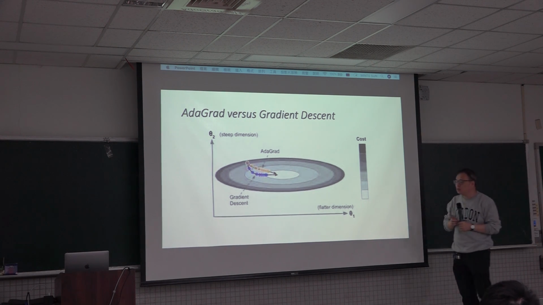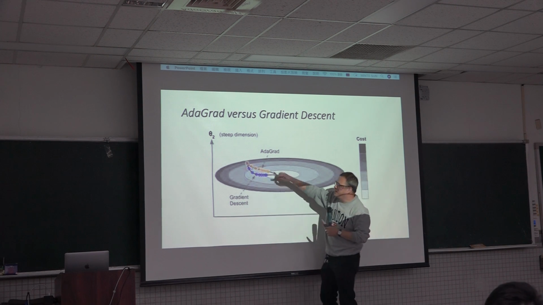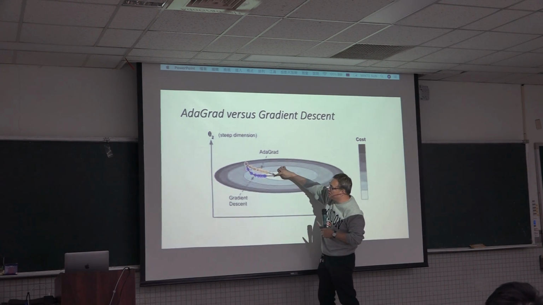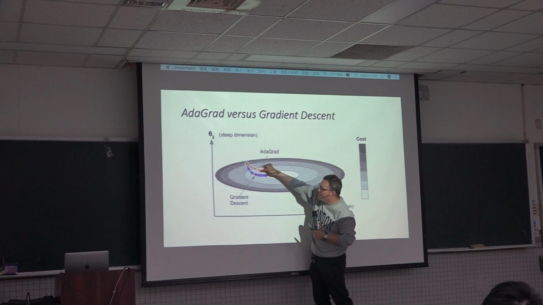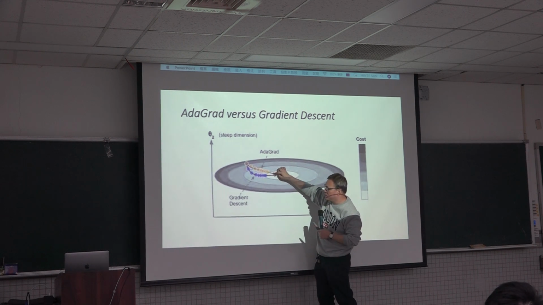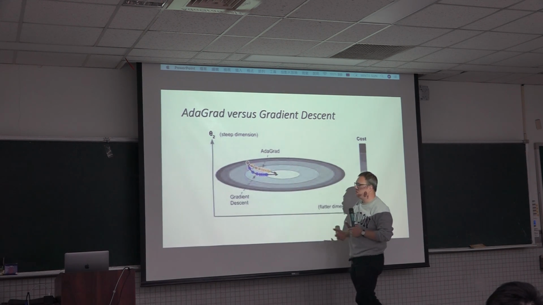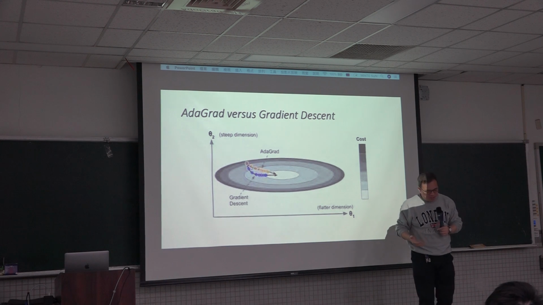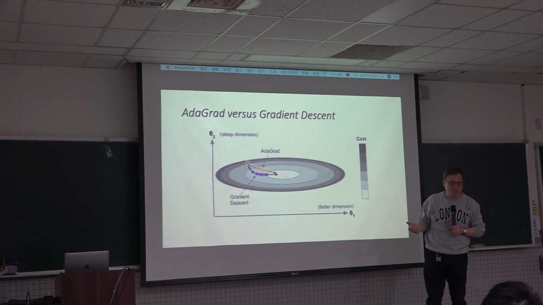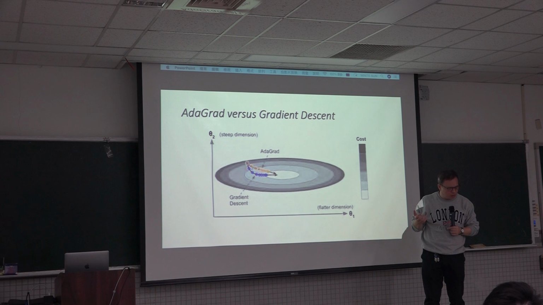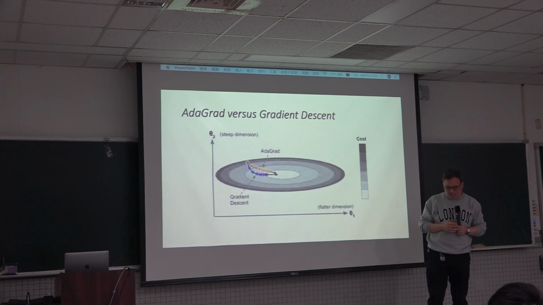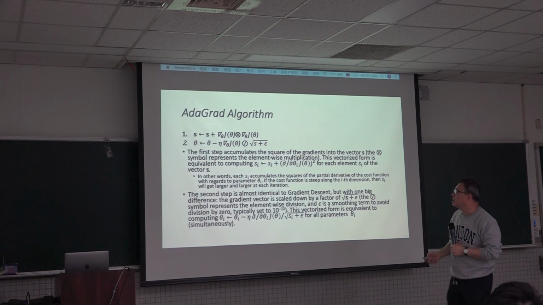If we are able to do not exactly, but at least very close to a direct path, going directly to the optimal place, then this path is obviously much shorter. So that's the concept of AdaGrad.